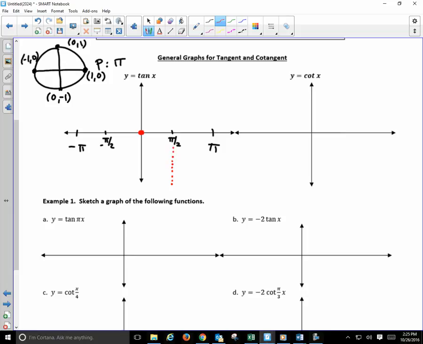When we have an undefined value, this is new for you, you draw this. It's called a vertical asymptote. An asymptote is a line that the graph approaches, but it never touches, because it's undefined there.